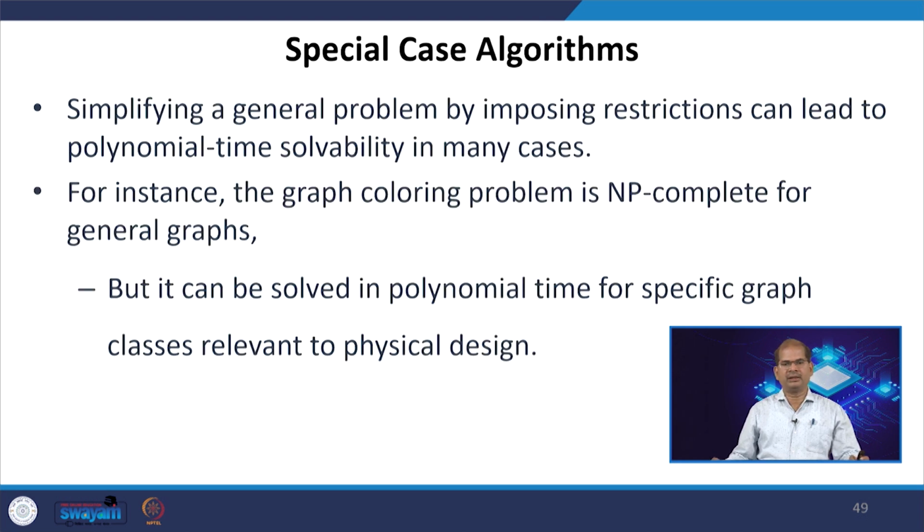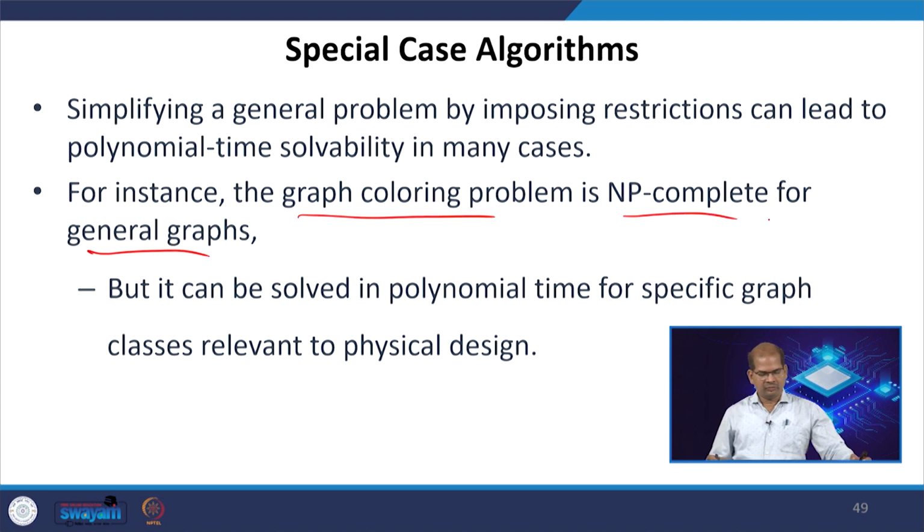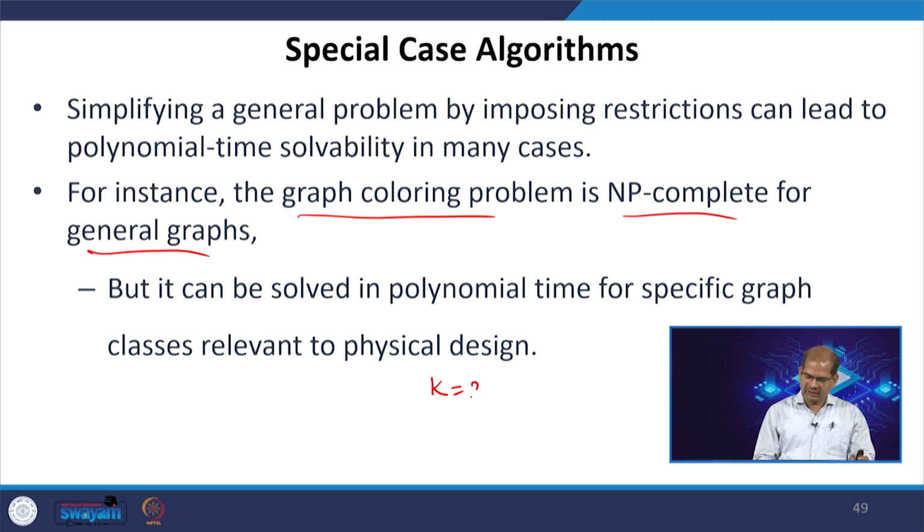Then we have special case algorithms. For example, graph coloring for a general graph is NP complete. But in VLSI physical design, there are some specific graphs where graph coloring can be solved in polynomial time. When k equal to 2, when the number of colors is 2, then that will be solvable in polynomial time.